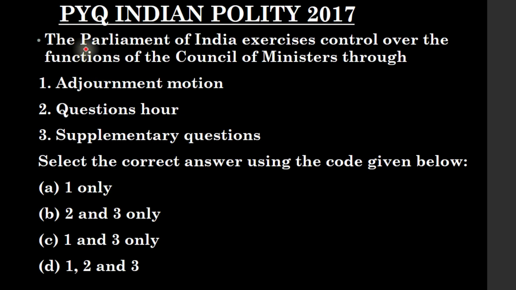The Parliament of India exercises control over the functions of the Council of Ministers through 1. Adjournment motion. 2. Question hour. 3. Supplementary questions. Select the correct answer using the code given below. Option A, 1 only. Option B, 2 and 3 only. Option C, 1 and 3 only. Option D, 1, 2 and 3. And the correct option is option D, 1, 2 and 3, as all the three are devices of the parliamentary proceedings to exercise control over the executive by the legislature.